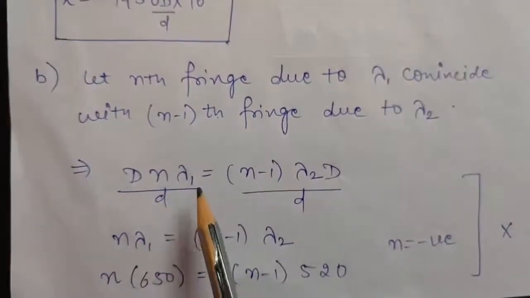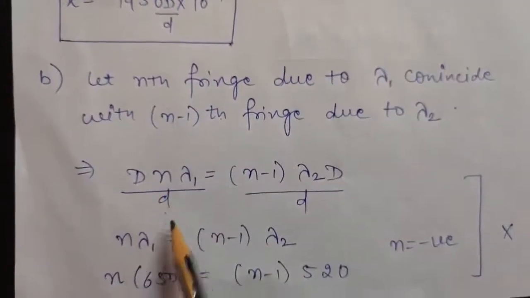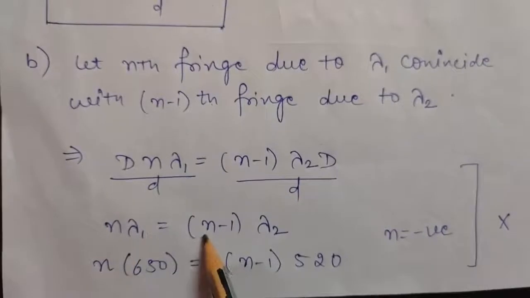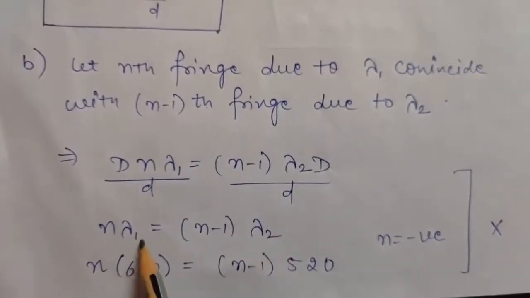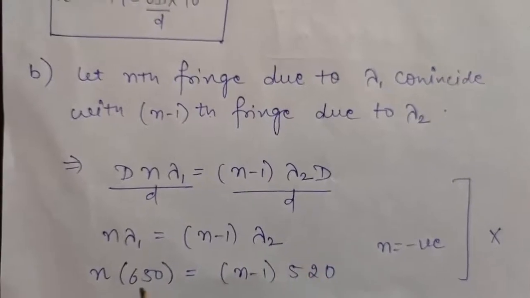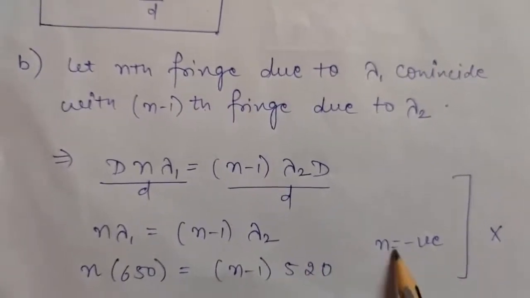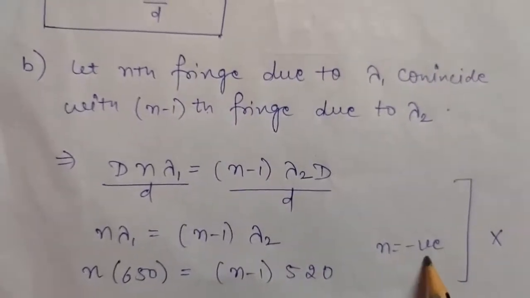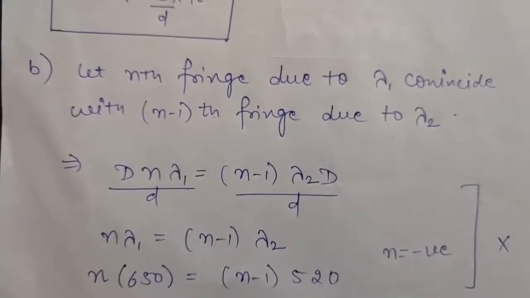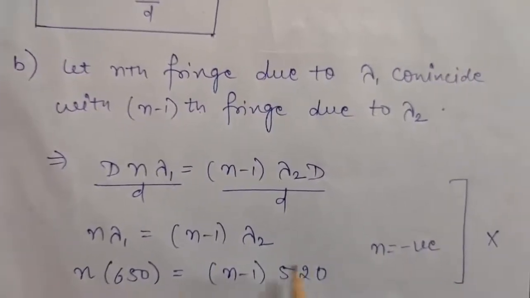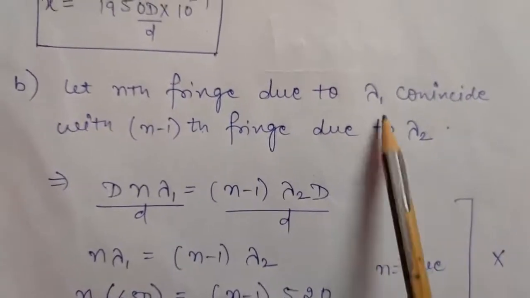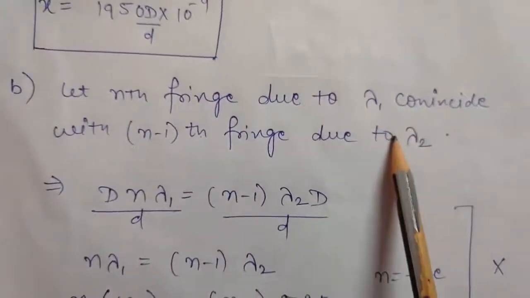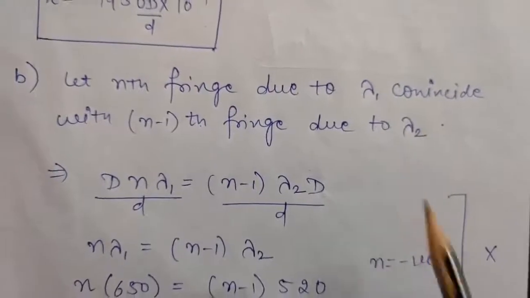From here, this D by d will cancel out, so you will get n lambda 1 is equal to n minus 1 into lambda 2. Put the values of lambda 1 and lambda 2. When you solve it, you will find that n is coming to be negative. That means we are doing something wrong here, because we are getting the value of n to be negative. That means we have considered something wrong here. So what we will do, we will now consider the opposite thing.